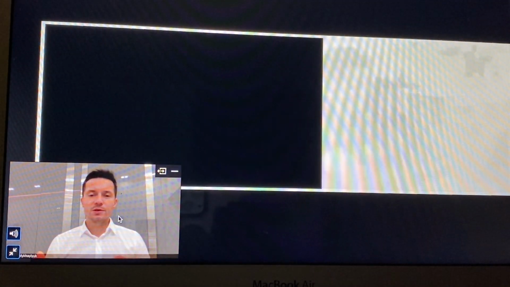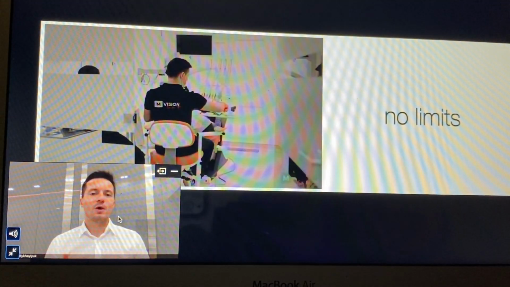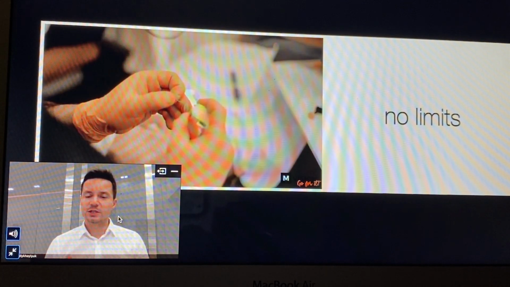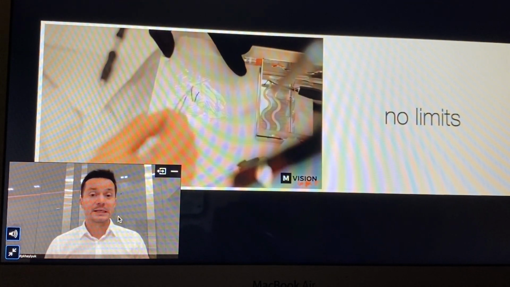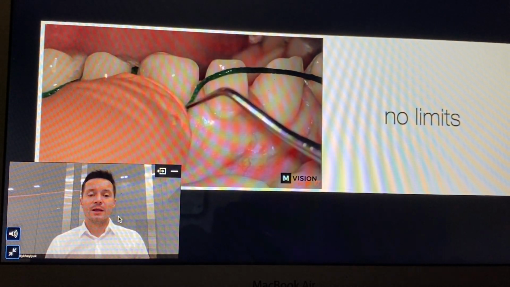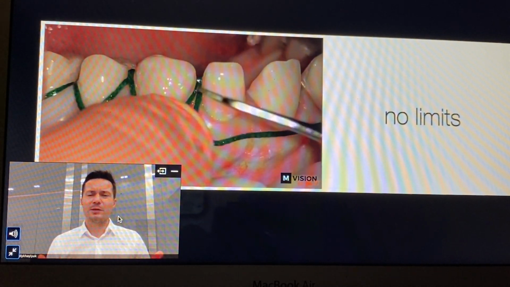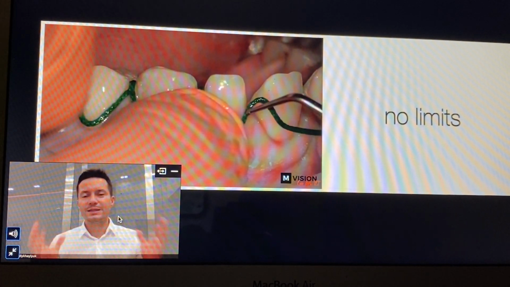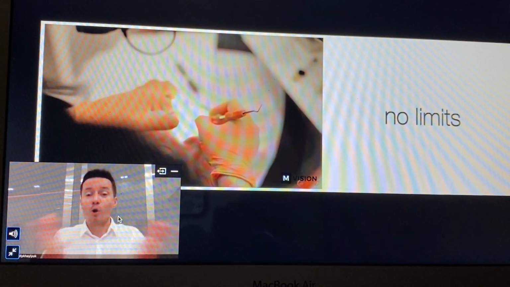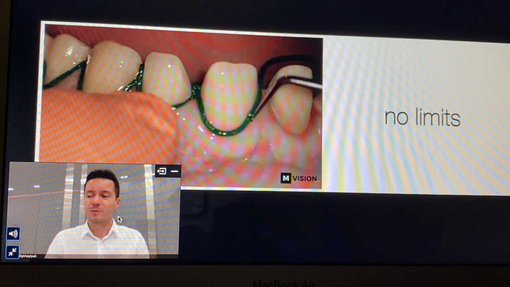So we can do small cases with digital. We can do aesthetic upgrades with digital. We can do full mouth reconstructions with digital. We can do prosthetics with implants with digital. And we have now more than, if I'm not mistaken, like 50 full mouth reconstructions that we already completed with a digital workflow. And all of this, by the way, is documented.